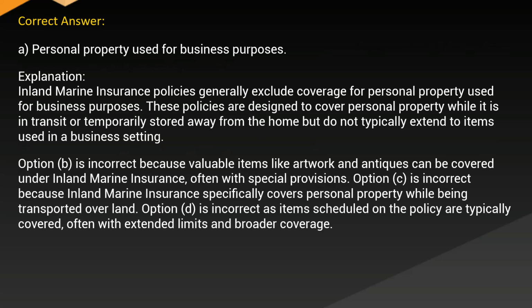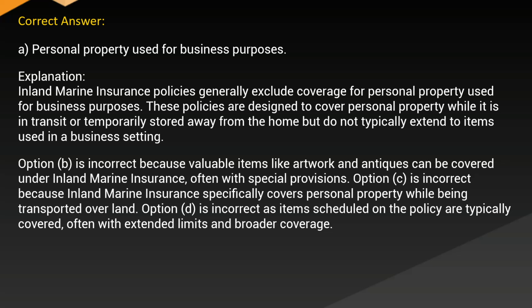Correct answer. A. Personal property used for business purposes. Explanation. Inland marine insurance policies generally exclude coverage for personal property used for business purposes. These policies are designed to cover personal property while it is in transit or temporarily stored away from the home but do not typically extend to items used in a business setting.